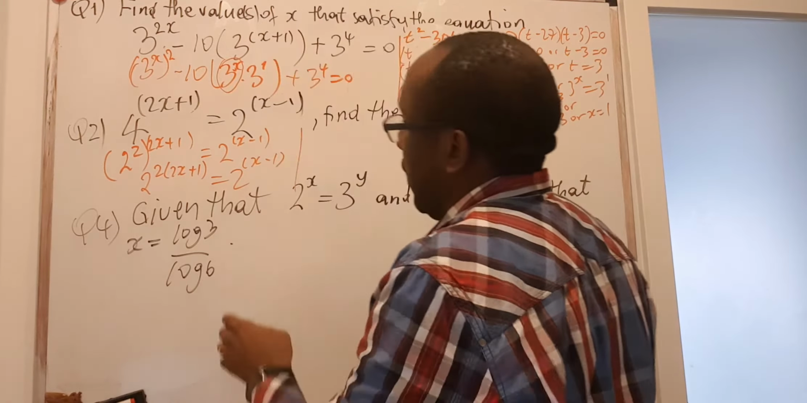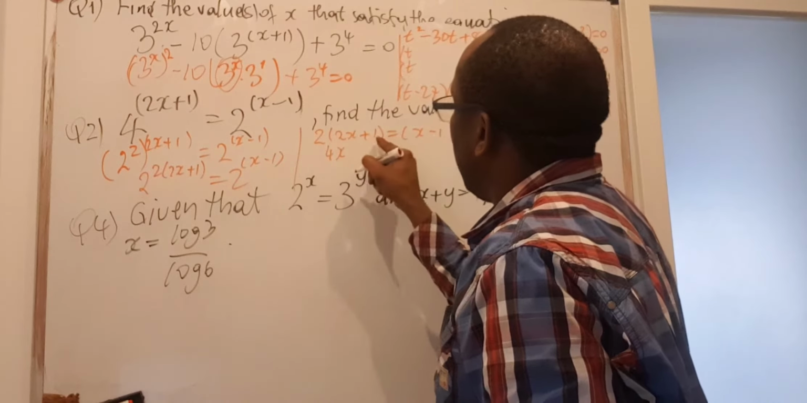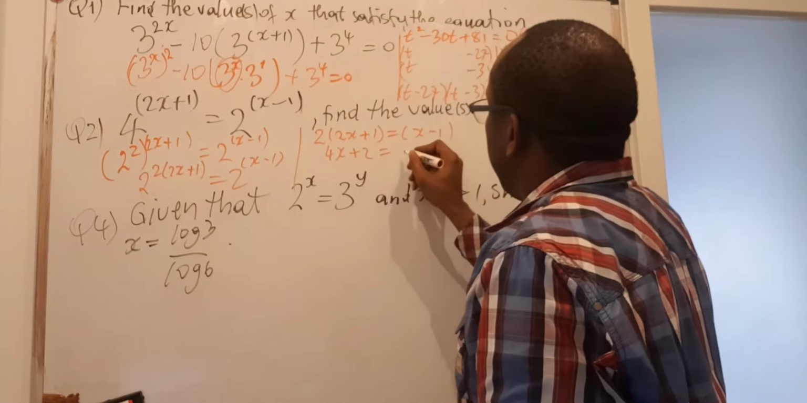Now that we have the same basis, the powers must be the same. So 2 to the power 2x plus 1 should be equal to x minus 1. You can open this nicely. 2 times 2x is 4x. 2 times 1 is 2. And that's equal to x minus 1.